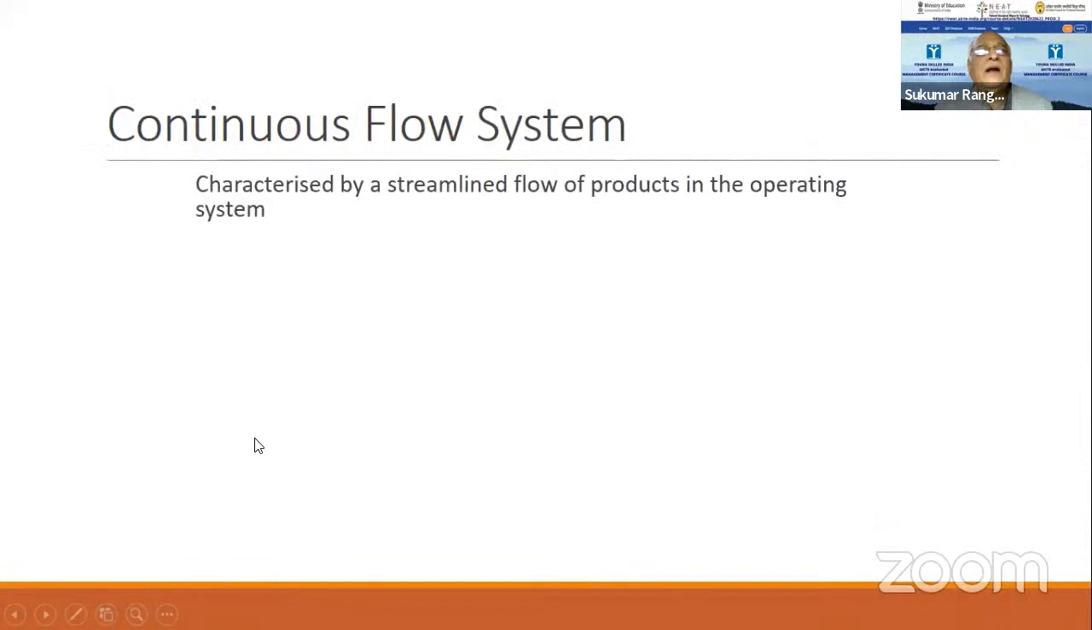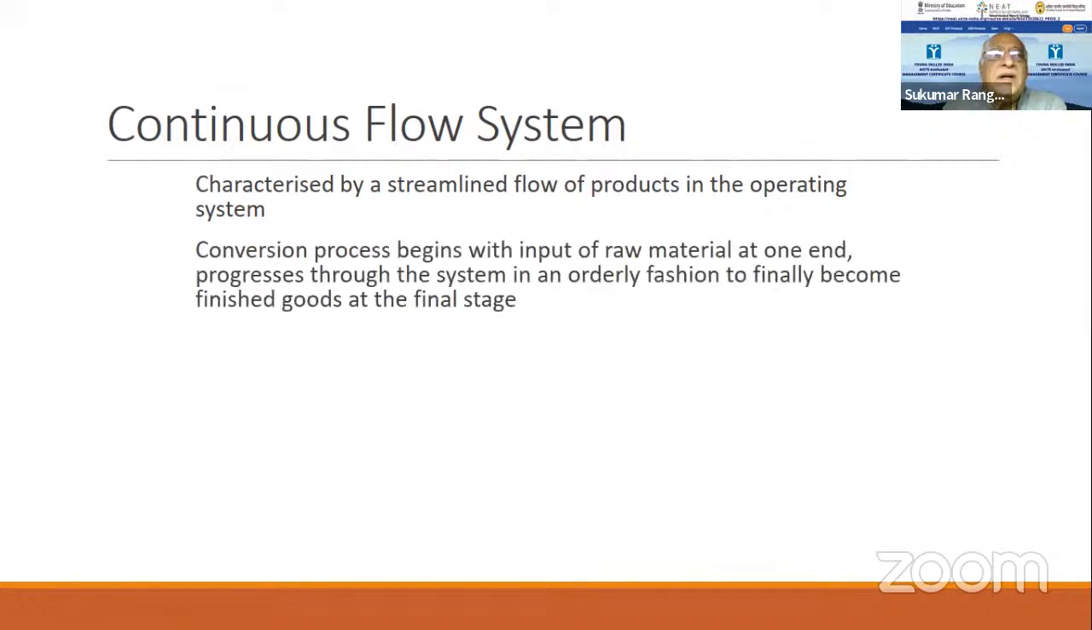Okay. Continuous flow systems are characterized by a streamlined flow of products in the operating system that we saw earlier. Now we'll go a little more into the detail. Conversion process begins with input of raw material at one end, progresses through the system in an orderly fashion to finally become finished goods at the final stage. In this, the layout, everything is predetermined.